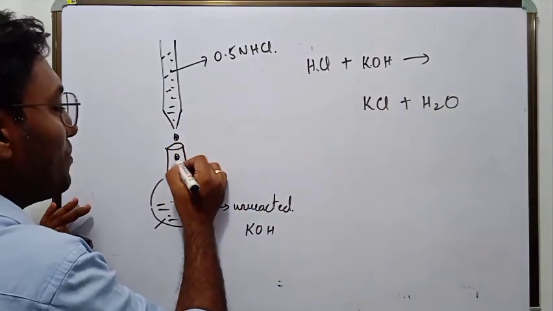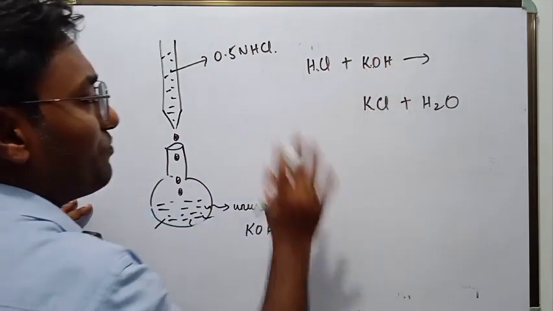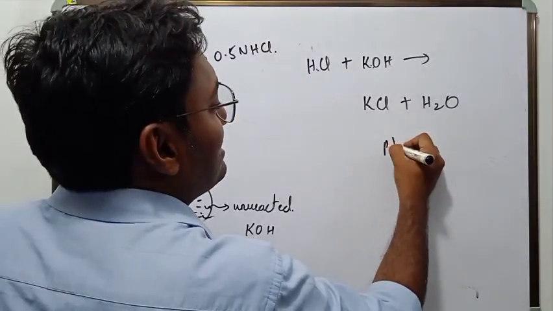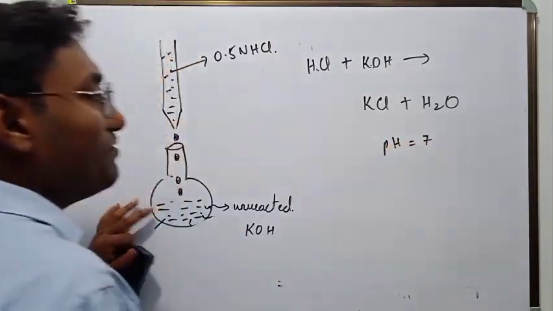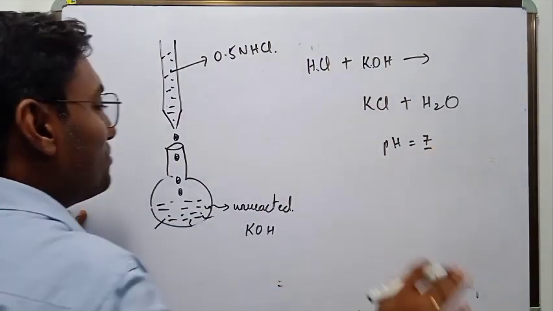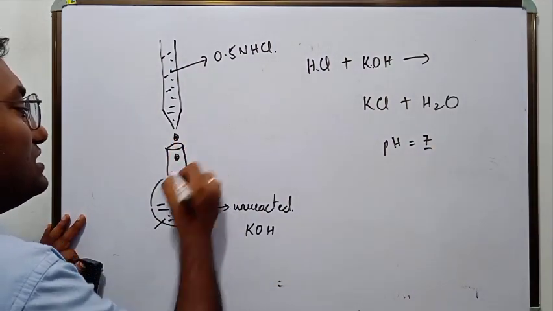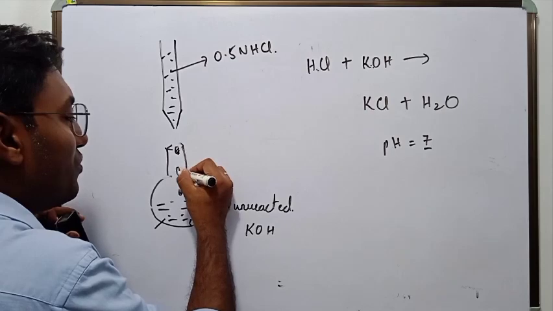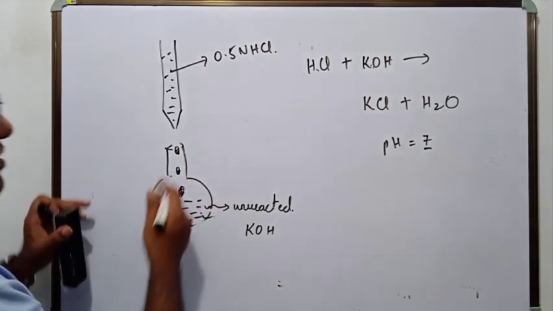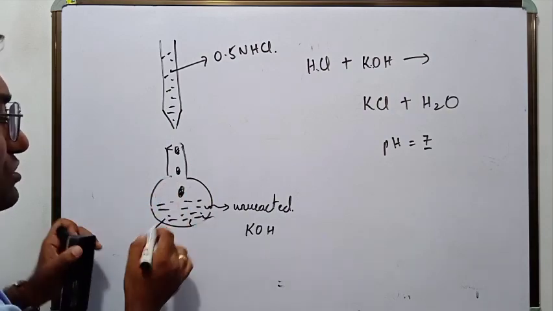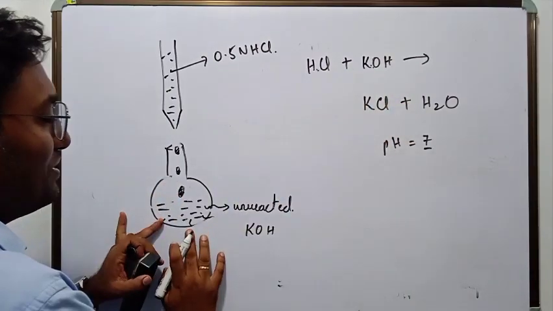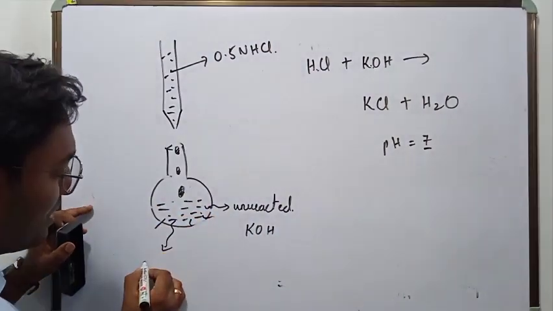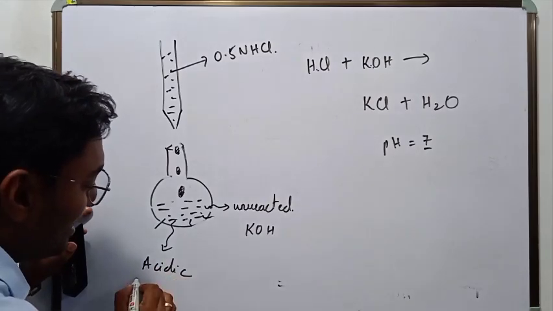When the last drop of HCl reacts with the last drop of KOH, the solution here becomes perfectly neutral, that is, pH becomes 7. We don't know when the pH becomes 7. When a drop in excess of HCl falls, what would happen? There will be no KOH in the system, so there is nothing to react with. So the solution here becomes acidic.